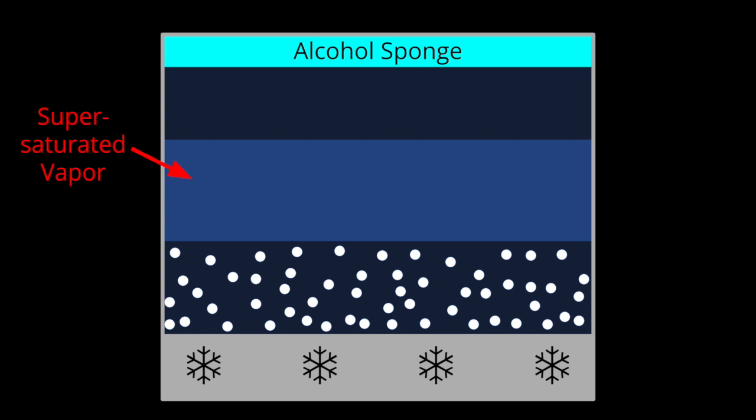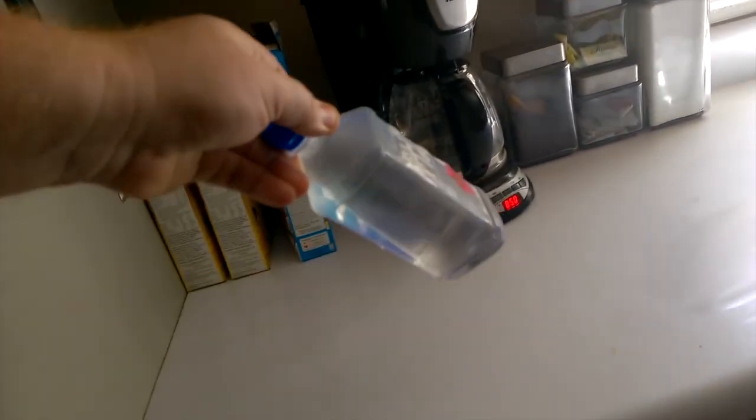Until something provides this energy, the vapor will stay supersaturated, where it stays as a vapor even though it would condense into a liquid if there was a nearby droplet that it could join. There's lots of neat experiments you can do with supersaturation, like cloud seeding or instantly freezing water.